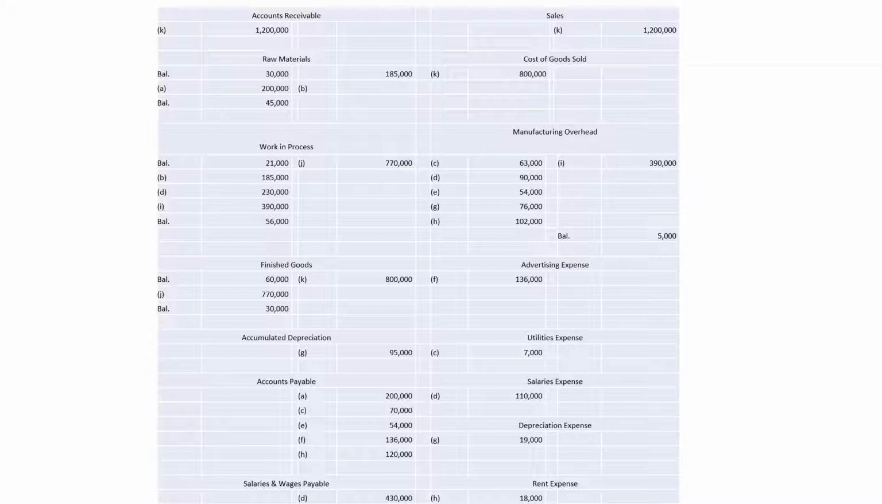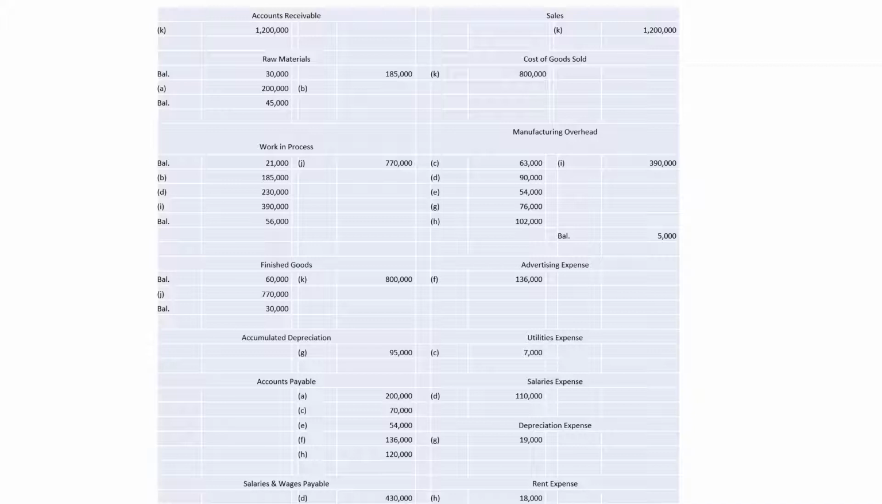In journal entry F, we debited advertising expense 136,000, credited accounts payable 136,000. In G, a debit to depreciation expense of 19,000, a debit to your manufacturing overhead T account, $76,000, and then a credit to the accounts payable T account, $95,000. In H, we debited manufacturing overhead, $102,000, debited rent expense, $18,000, and credited accounts payable for $120,000.